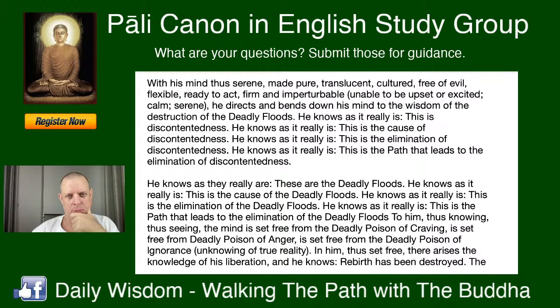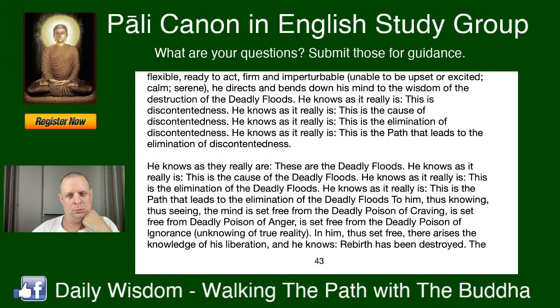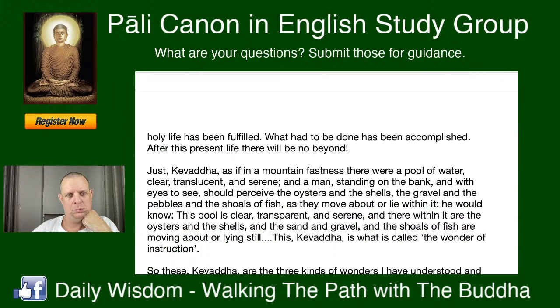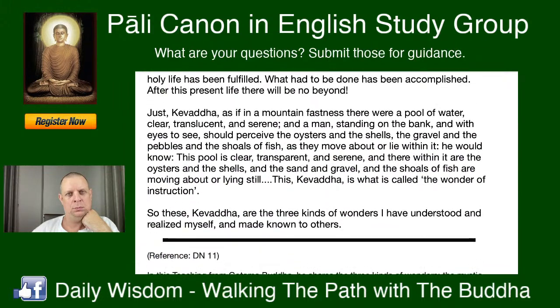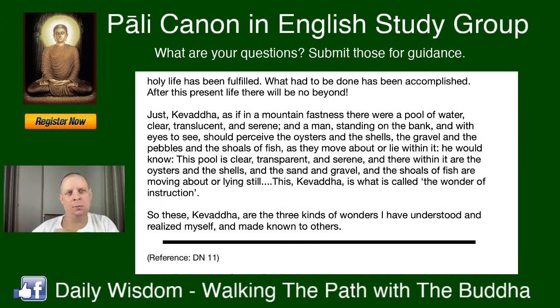To him, thus knowing, thus seeing, the mind is set free from the deadly poison of craving, set free from the deadly poison of becoming, set free from the deadly poison of ignorance. In him, thus set free, there arises the knowledge of his liberation, and he knows: Rebirth has been destroyed, the holy life has been fulfilled, what has to be done has been accomplished. After this present life, there will be no beyond.